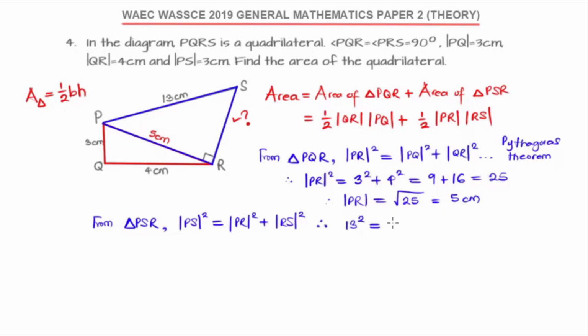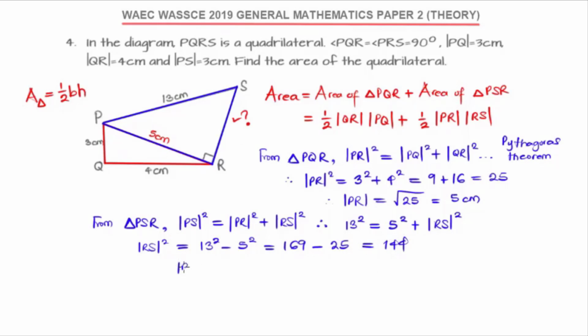So if you put in the value for PS and PR, that would be 13 raised to the power 2 is equal to 5 raised to the power 2 plus RS, which we are looking for, raised to the power 2 now. So if you rearrange this, we can take 5 raised to the power 2 to the other side to be 13 raised to the power 2 minus 5 raised to the power 2. 13 raised to the power 2 is 169. 5 raised to the power 2 is 25.